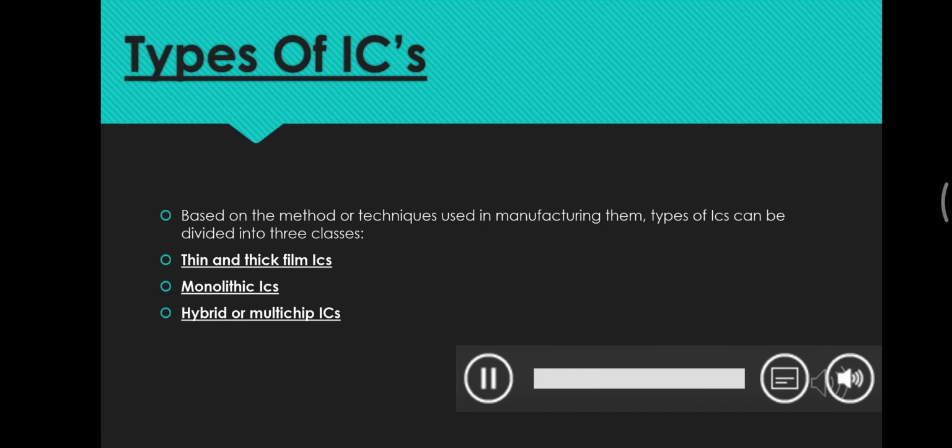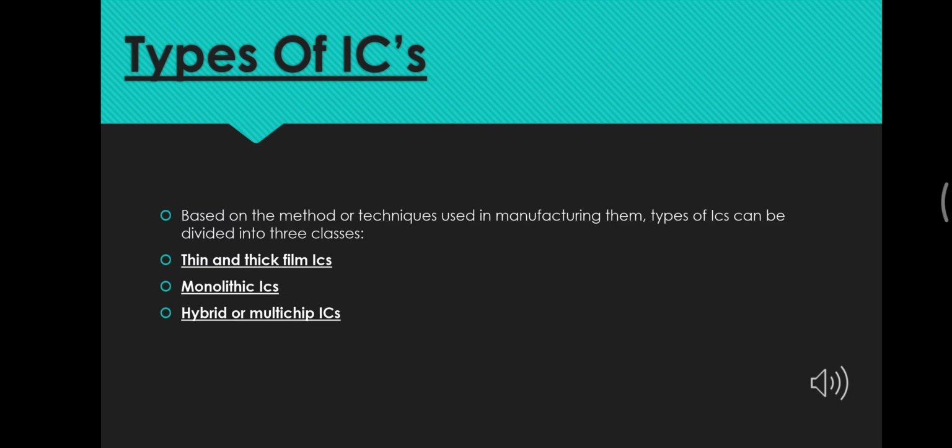Types of ICs based on the method or techniques used in manufacturing them. Types of ICs can be divided into three classes. First, thin and thick film ICs. Second, monolithic ICs. Third, hybrid or multi-chip ICs.